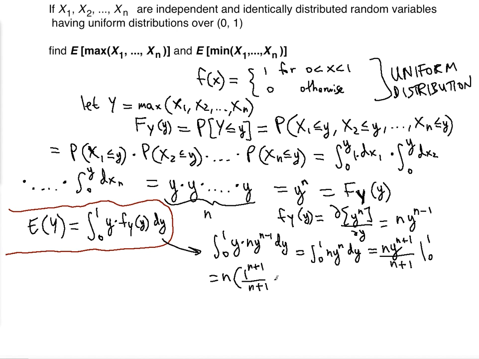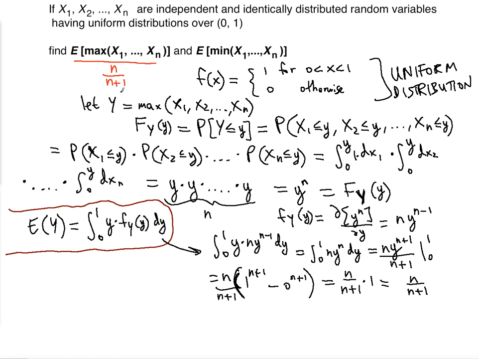Well, actually, I'm going to take n plus 1 out. I'm going to do it this way. So what are we going to have? We're going to have 1 to the n plus 1 minus 0 to the n plus 1, and that's going to give me just 1, which gives n over n plus 1. So this is the expected value of the max, n over n plus 1.